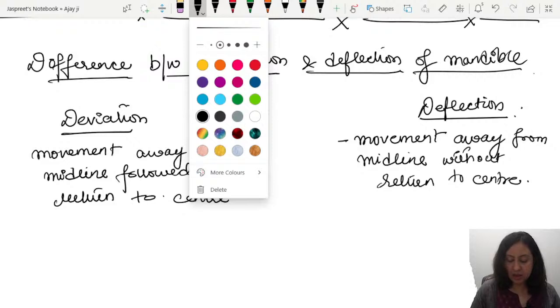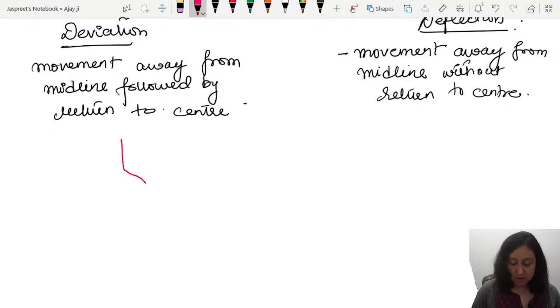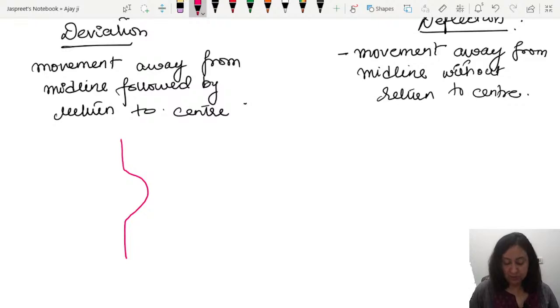Just understand this with the help of a line diagram. In deviation, what happened? Mouth opened, opened in the center, deviated a little bit and then the mandible came back to the center. Alright, follow these arrows. This is deviation. Mouth opens in the midline, the midline is maintained, then it deviates to one side, and on further mouth opening it comes back to the center. Alright, this is deviation.